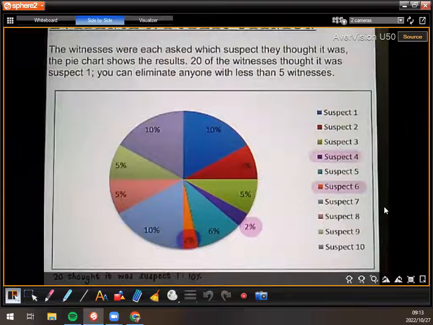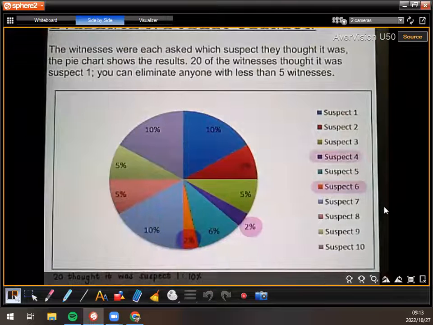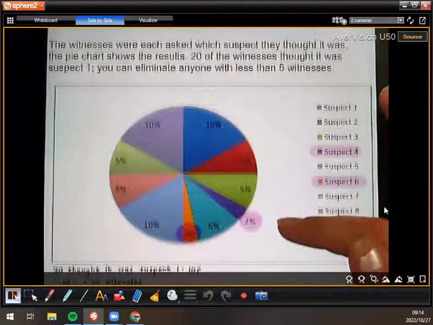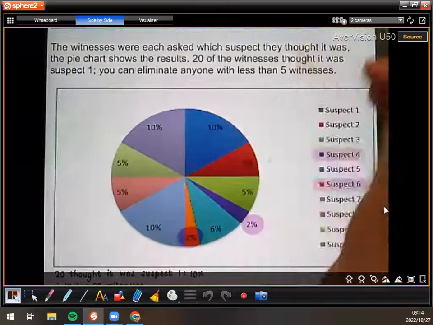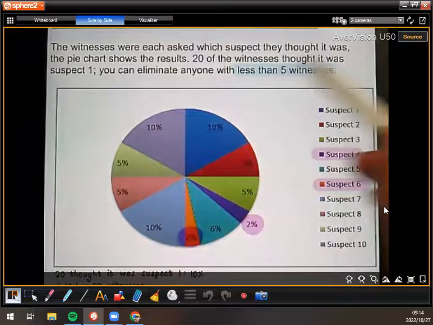About 20 people thought it was suspect 1. What percentage was suspect 1? 10%. So I'm going to say that 20 people was 10% of the data. So we hear that 20 witnesses made up 10% of the data. Now they're saying we must eliminate anyone with less than 5 witnesses. So we need to figure out what percentage is 5 witnesses. We're not going to look for 5%. They didn't say 5%. They said 5 witnesses.